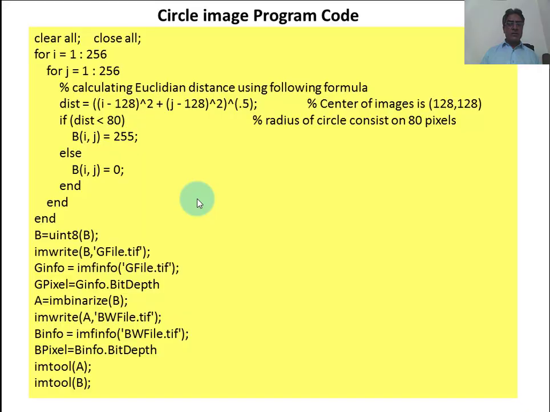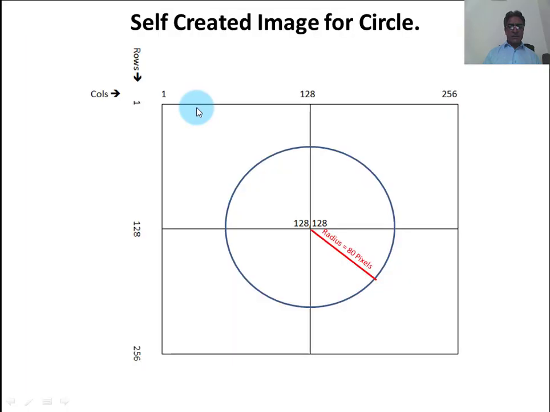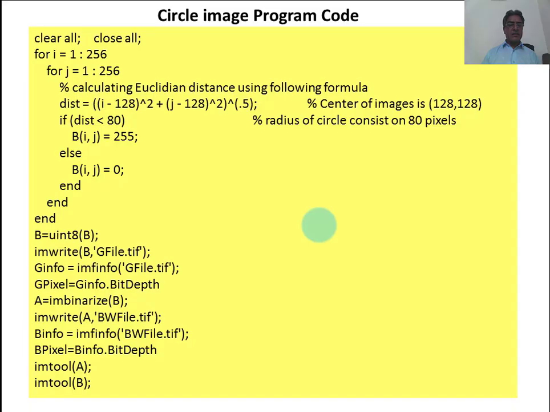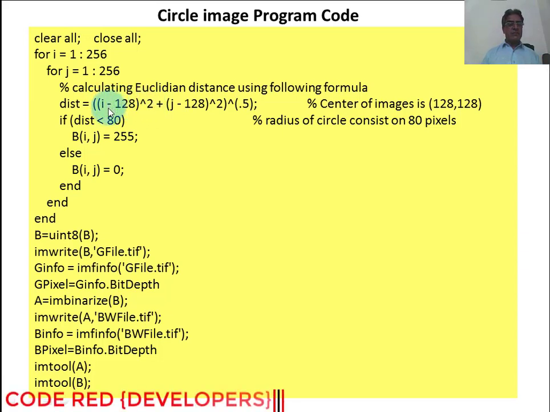So how can we create the distance? This is just 128 and 128. This shows the center is 128, that is the i value for the rows, and 128 for the columns, the j value, is also 128. This shows the center. So we are subtracting the i value from 128, and if it becomes positive, then it is okay, and if it becomes negative, then the square of this thing makes it positive.